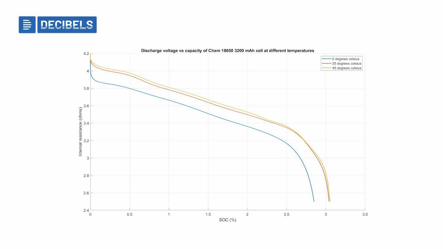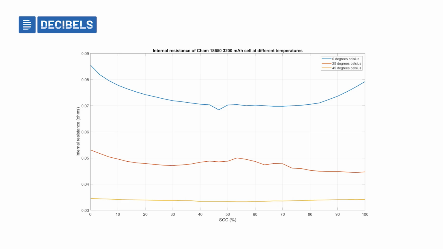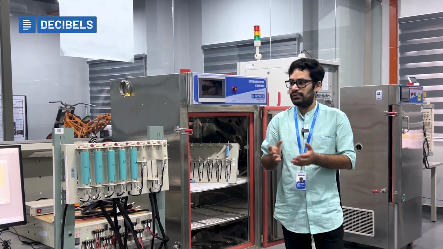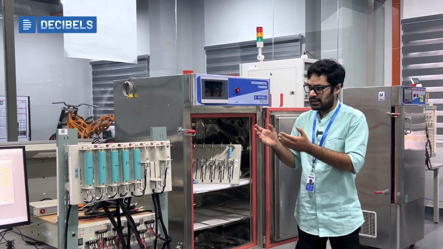The same way, internal resistance changes with ambient temperature. At 0 degrees Celsius, the resistance is very high, at 25 degrees Celsius it is slightly lower, and at 45 degrees Celsius it is the lowest. So capacity has a direct relationship with ambient temperature, and resistance has an inverse relationship with ambient temperature. That is the information we get from performing this type of test, utilizing the equipment that we have here at Decibels.